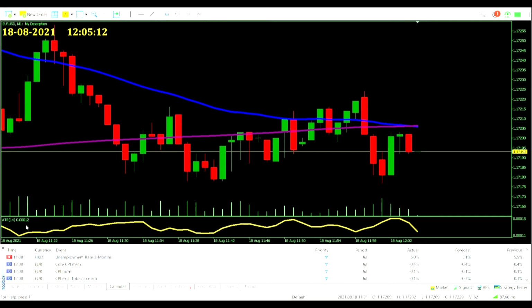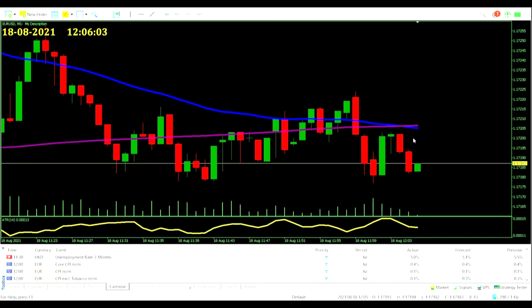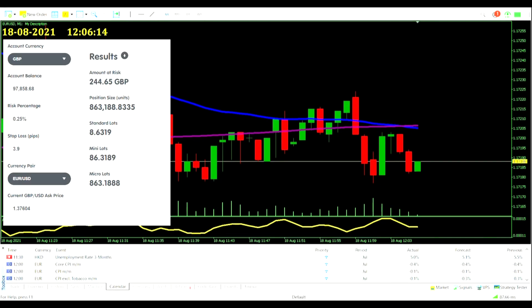So we've got our ATR here. At the moment, it's looking at 1.2 pips, which for our 3 ATR value for stop loss would be 3.6 pips. And there we go. It has just closed past there. ATR reading 1.3, so we're going to go with 3.9. You can see our risk calculated on screen now.